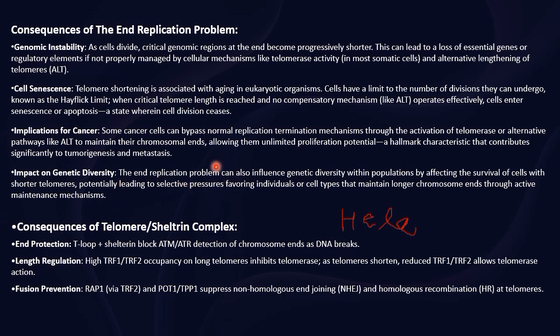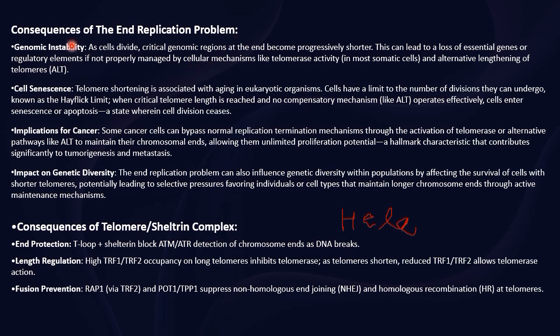diversity within populations by affecting the survival of cells with shorter telomeres. That is, if a cell possesses shorter telomeres, then its future generations will undergo selective pressure due to their lack of essential genes, which we have discussed in the point of genomic instability. Now, the consequence of the telomere or shelterin complex also plays a role in the prevention of end replication problems.